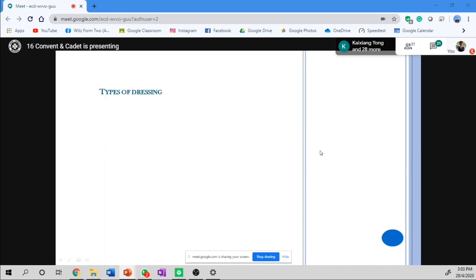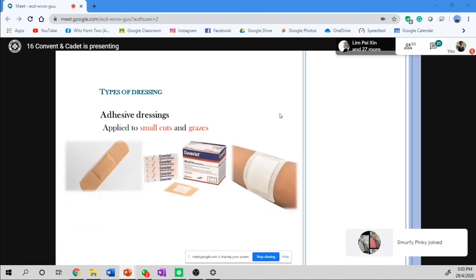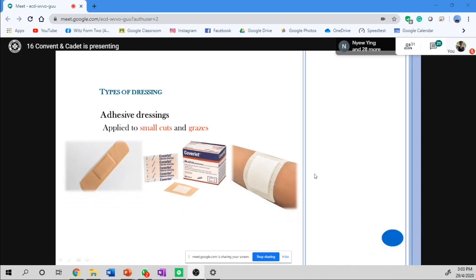Okay, so types of dressing. We have three types of dressing. The first is adhesive dressing. Adhesive dressings are able to stick fast to a surface, like plaster. As you all can see in the example here, these three are the adhesive dressings.